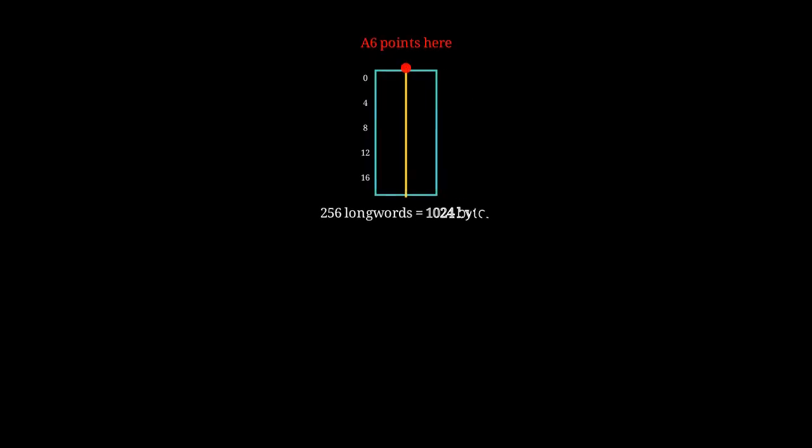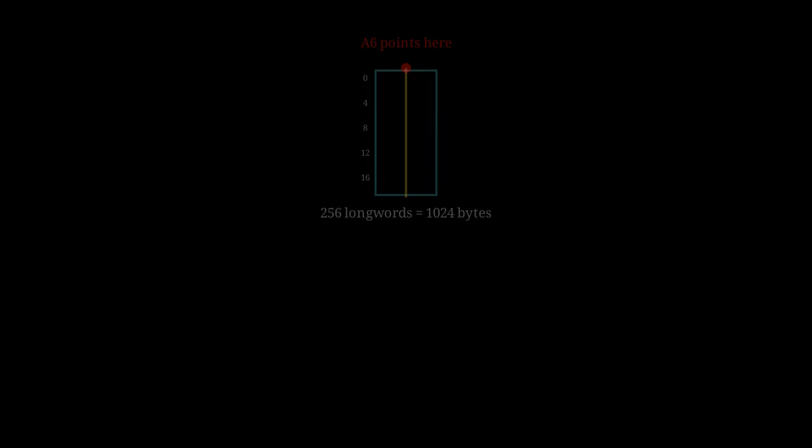Let's see how to create and initialize a stack in 68,000 assembly. First, we reserve memory using ds.l for 256 long words. Then we initialize A6 to point just past the end of the allocated space. The stack pointer A6 is initialized to point to the top, which is the highest address, just past the allocated space.